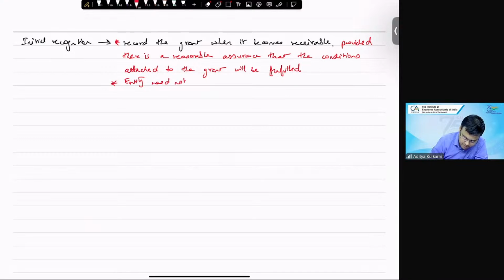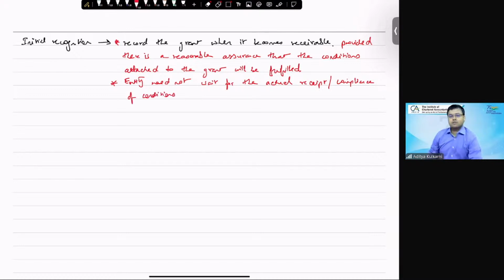Entity need not wait for the actual receipt or compliance of conditions.